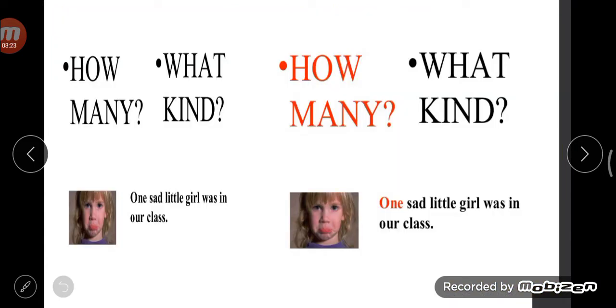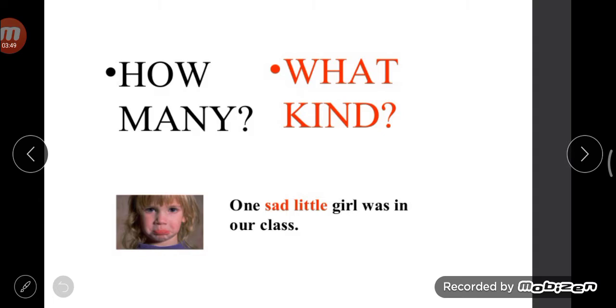So adjectives give answers to two basic questions: how many and what kind. It answers how many, like in the example, one sad little girl was in our class. In this example, one is giving the answer of how many. Or if we see the example of what kind, one sad little girl was in our class. So sad little is giving the answer of what kind of girl.